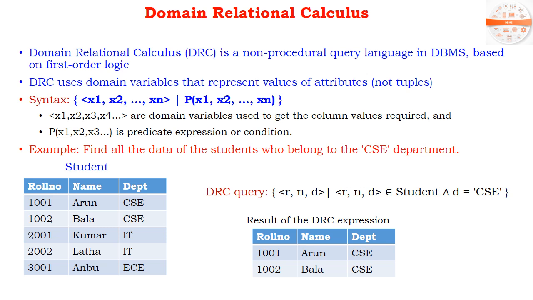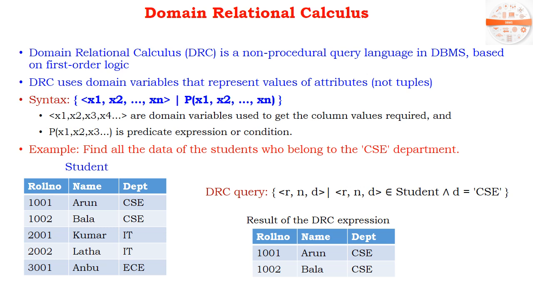The syntax: on the left side, x1, x2 till xn, such that on the right side, the predicate of x1, x2 till xn. So on the left side, x1, x2, x3, x4 are the domain variables used to get the column values required. The right side, the predicate of x1, x2, x3 is the predicate expression or condition.